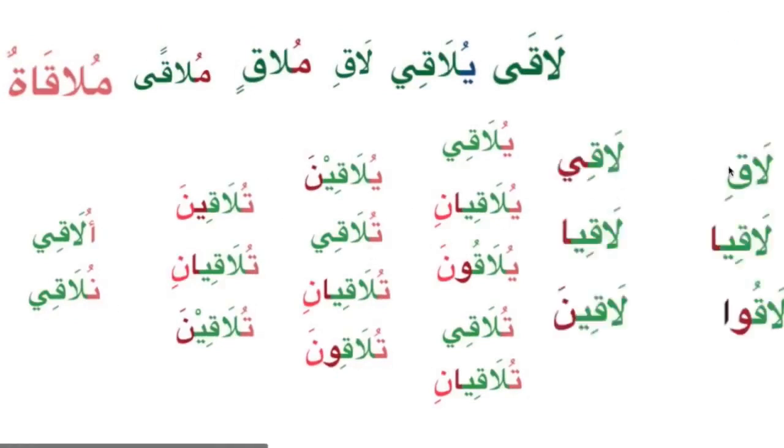So amr will be iliqa, iliqaya, iliqaw. For yalqawna, you just take away the noon, the alamat al-mudari', and it becomes iliqaw. Again iliqa, iliqaya, and iliqayna. That's how the amr is made.